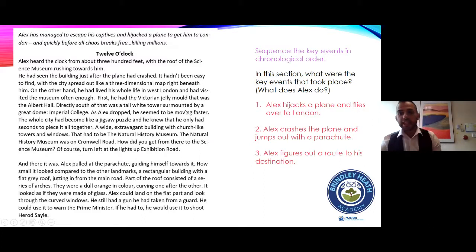So the very first thing that happened was that Alex had hijacked a plane and he's flying over London. That happened right at the top, in the italics. Don't forget that is still part of the extract. The second thing that happened was that Alex crashed the plane and he jumps out with a parachute. And then finally, Alex is figuring out a route to his destination. He's trying to figure out where to go, how to get there.